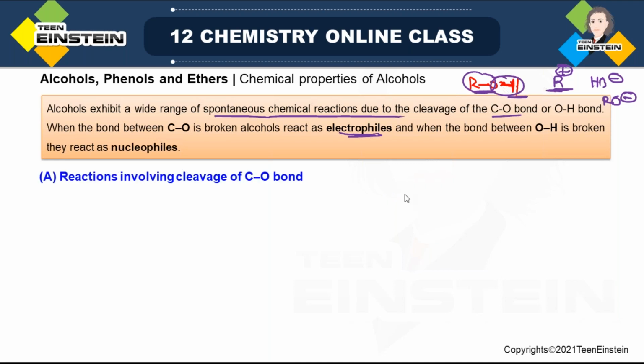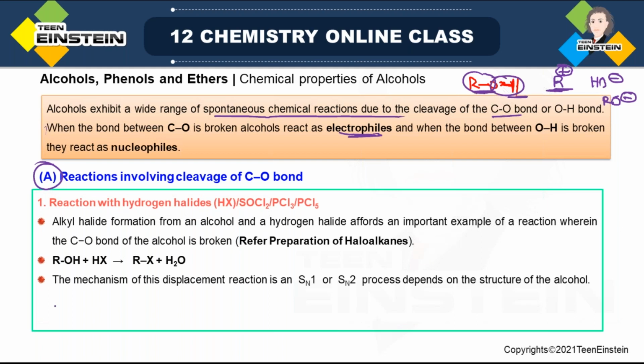The first category of reactions that we are going to discuss is reactions involving cleavage of the carbon-oxygen bond. So this is A, and B will be the other possibility, which is cleavage of the O-H bond. Under this heading, reactions where the C-O bond is broken, one by one we will see the reactions.